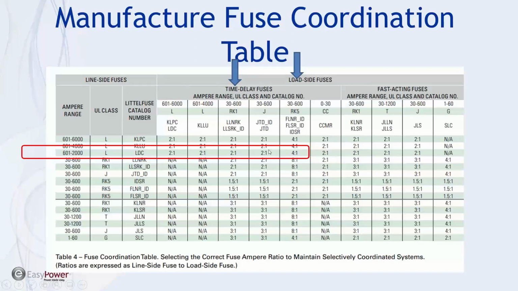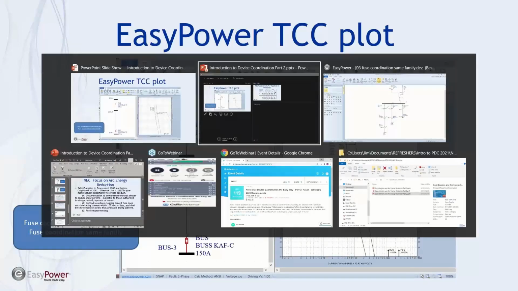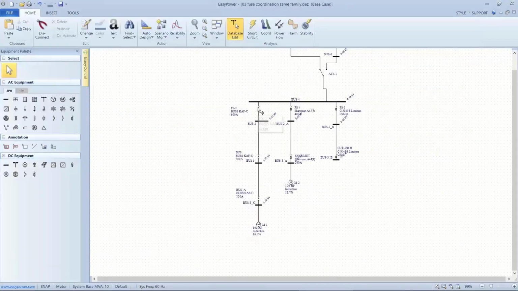Whereas if we jump shifted between the RK1 and the RK5 family, the manufacturer says the best we can count on is 4-to-1. Now, what this looks like in EasyPower is something like this. So here we have series fuses, 600 amp, 300 amp, 150. So my ratio of 2-to-1 is all the same, and they're in the same family.